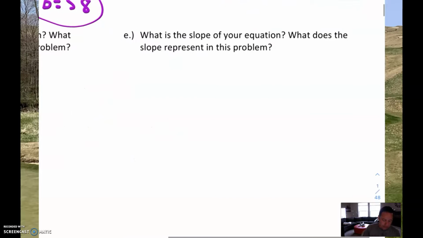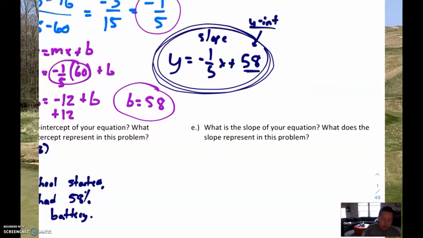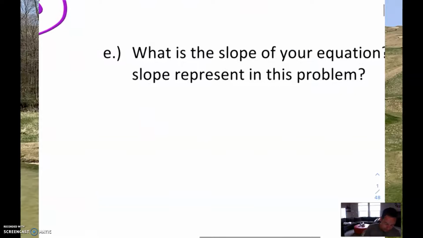And now we get to the slope. What is the slope of your equation? And what does the slope represent in this problem? So let's take a look here. We have the slope is negative 1/5. So the slope is negative 1/5.